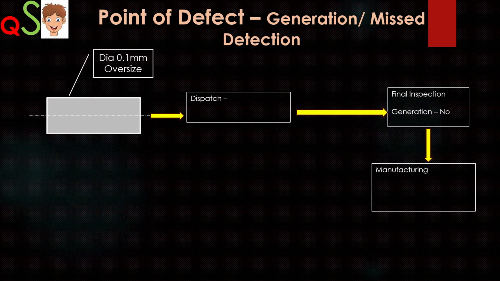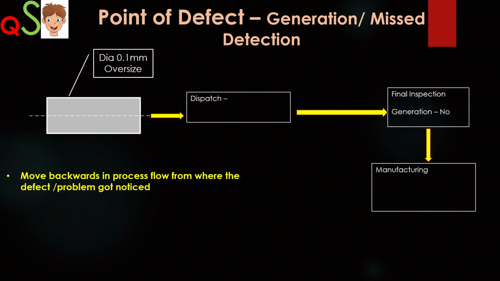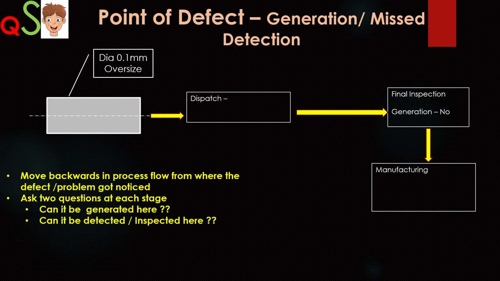To find the root cause, first we need to understand the stage or location where the defect must have got generated or must have got missed in detection. To know this, let us start moving backwards from where we notice the defect in the process flow. Now ask two questions at each stage. Can the defect get generated here? Did it miss the planned inspection check here? If I follow this methodology, for example, where the defect is diameter oversized by 0.1 mm.